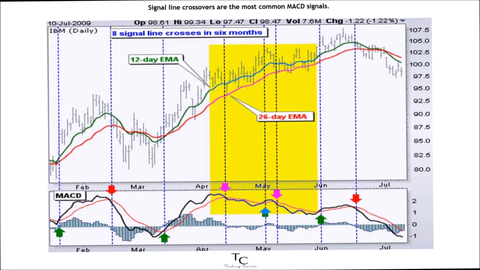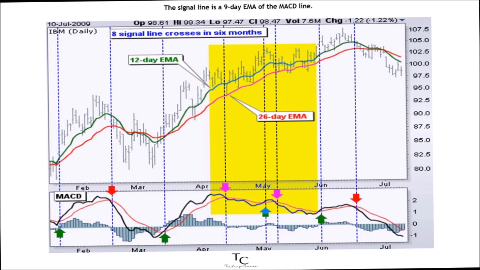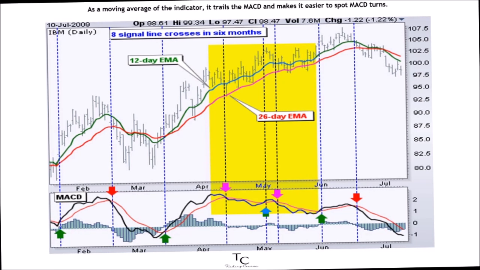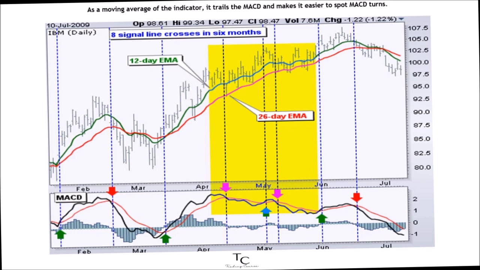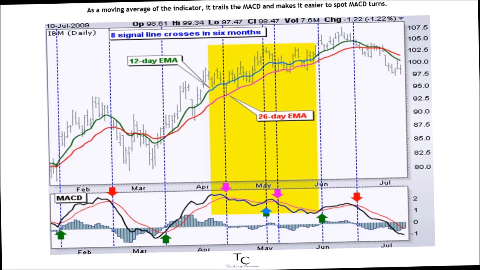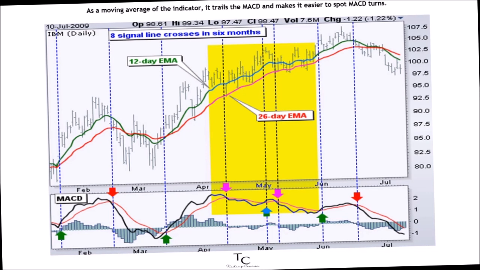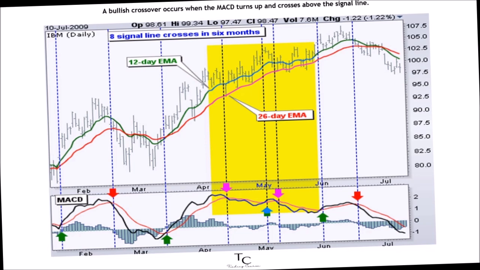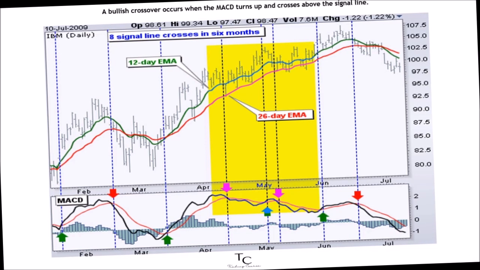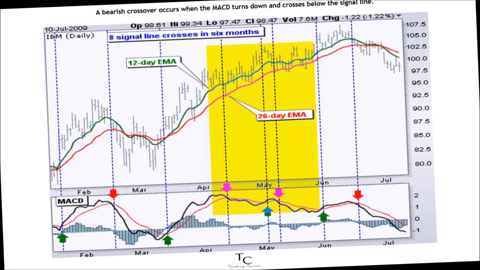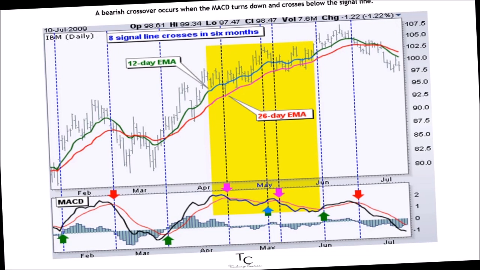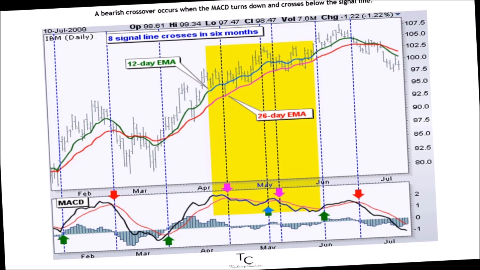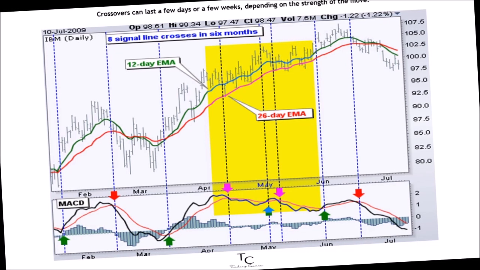Signal line crossovers are the most common MACD signals. The signal line is a 9-day EMA of the MACD line. As a moving average of the indicator, it trails the MACD and makes it easier to spot MACD turns. A bullish crossover occurs when the MACD turns up and crosses above the signal line. A bearish crossover occurs when the MACD turns down and crosses below the signal line.